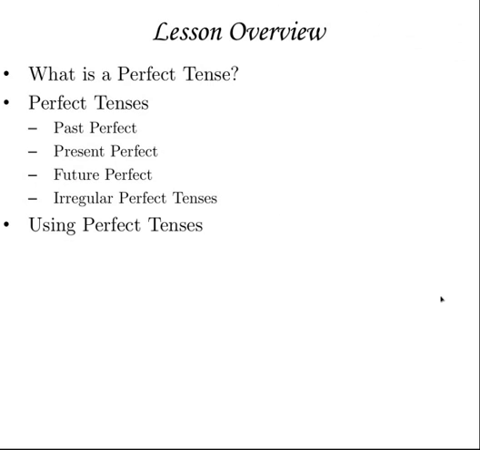All right, let's begin with an overview. In this lesson, we're going to go over what a perfect tense is and the different kinds of perfect tenses: past perfect, present perfect, future perfect, and irregular perfect tenses, which take some unusual forms. Finally, we're going to look at how to use perfect tenses correctly.